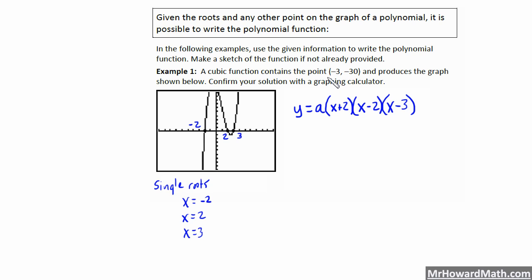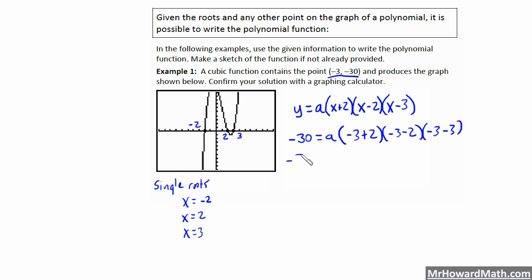Now we take this point that they gave us right here, -3, -30, and we substitute that in. So we're going to substitute in a -3 for all of these x's, there, there, and there, and we're going to sub in the -30 right here for y in order to solve for that a value. So that would be -30 equals the a value we don't know yet, times -3 plus 2, just subbed in the -3 for the x, times -3 minus 2, and times -3 minus 3, again subbing in -3 for the x.